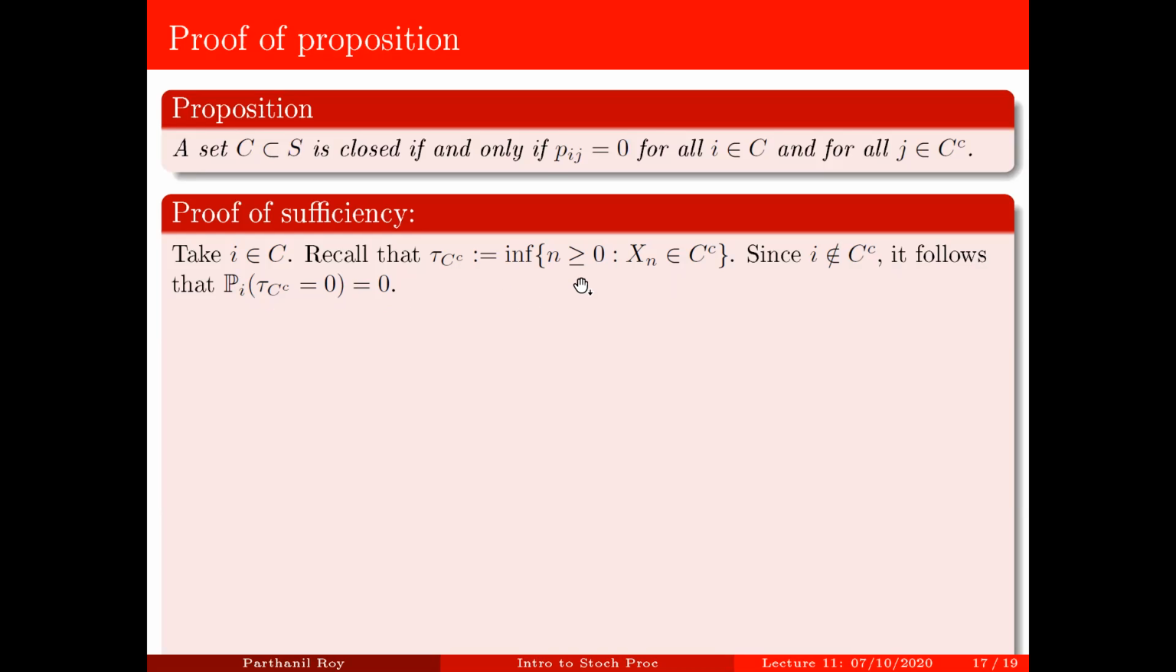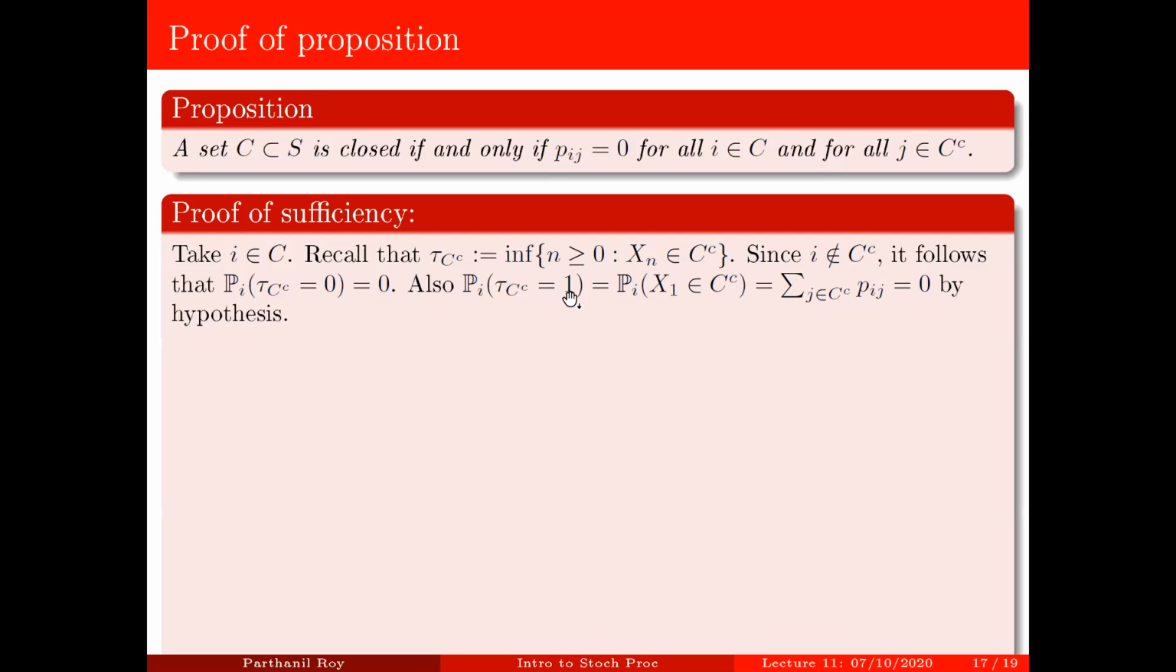Now tau C complement will be 0 only when X0 is in C complement. But if you start at i, which is not in C complement, X0 can never be in C complement because X0 is i, you're starting from i. So therefore, this hitting time of C complement cannot be 0. So it can be 0 with probability 0. Okay? Also, this hitting time cannot even be equal to 1. Why? Starting from i, which is not in C complement, this hitting time of C complement cannot be 1.